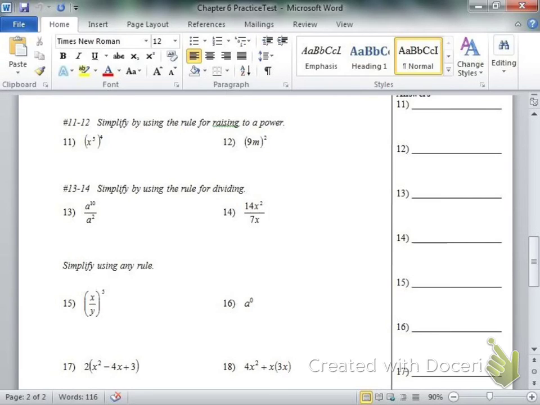Alright, go ahead and jump to the back. So in the back we have an exponent to an exponent. The rule here is that you multiply the exponents. So for number 11 we'll have x to the 20th.